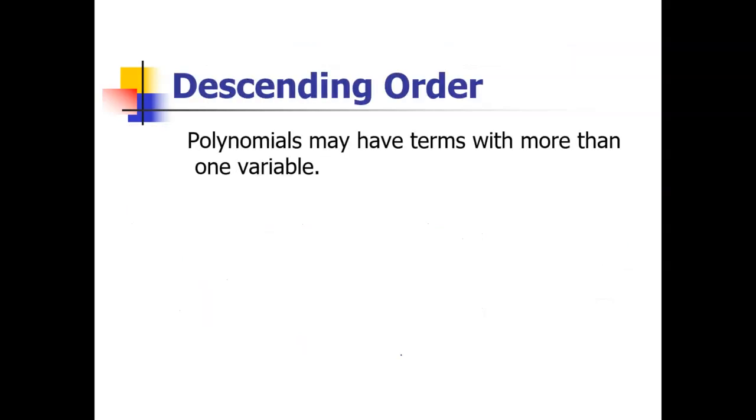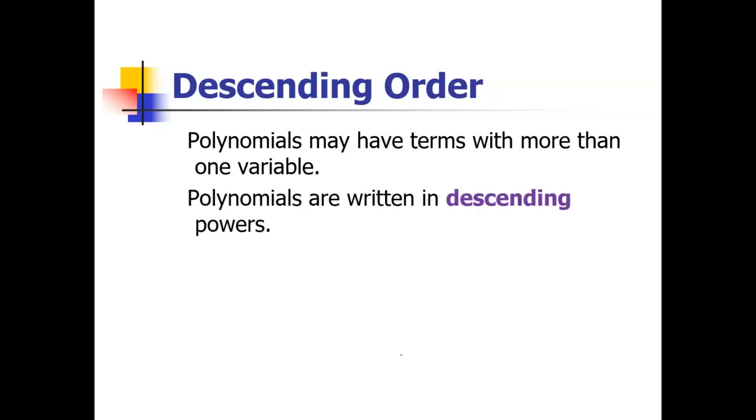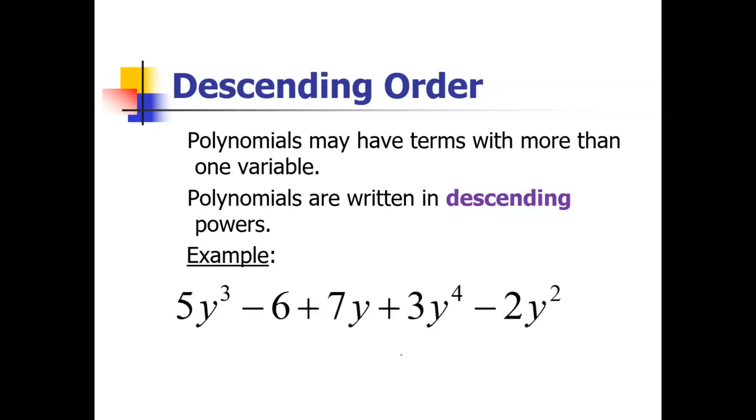Descending order. Polynomials may have terms with more than one variable. Polynomials must be written in descending power, meaning from the highest exponent to the lowest exponent. Let's look at an example.